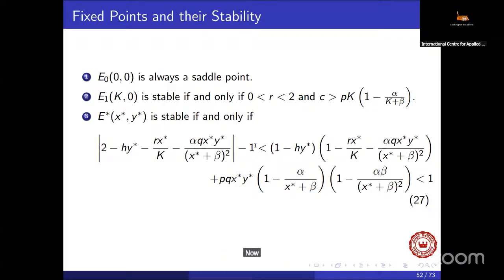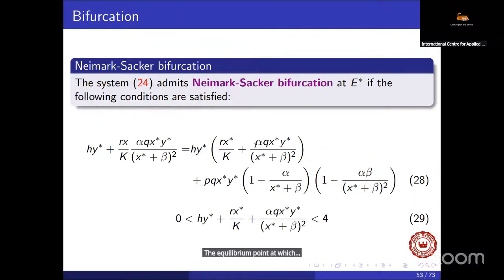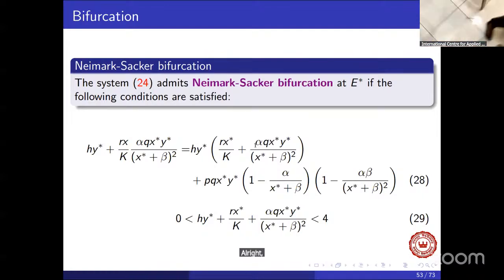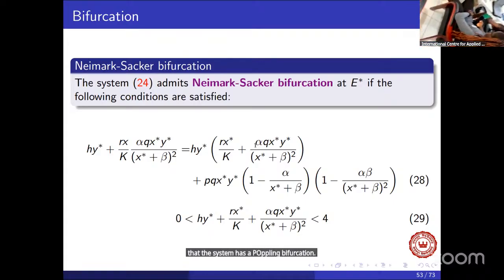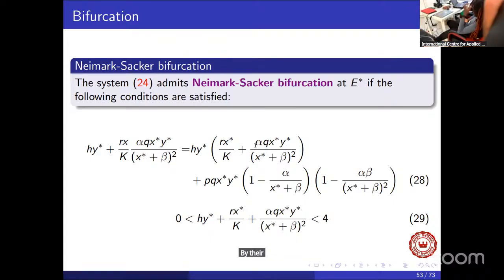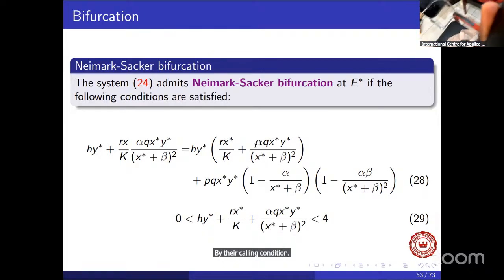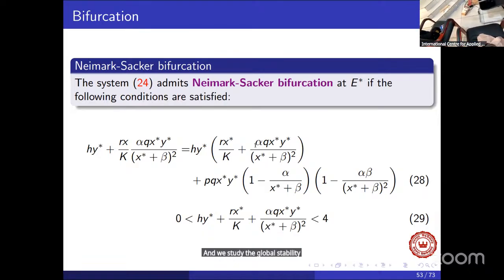Now we find the equilibrium point at which Neimark-Sacker bifurcation occurs if the following conditions are satisfied. In continuous models, we find Hopf bifurcation theory, and here the other one is Neimark-Sacker bifurcation. And we get that the system has a period-doubling bifurcation under the following condition. And we study the global stability of the system, under the following condition.